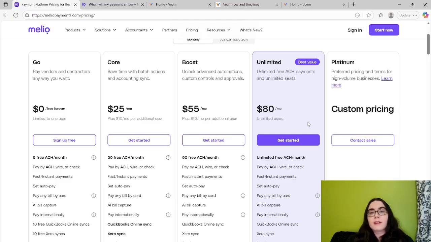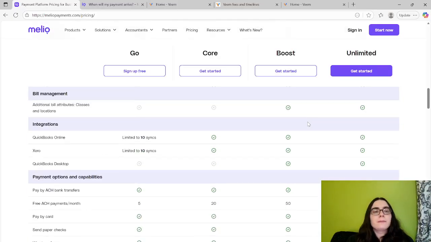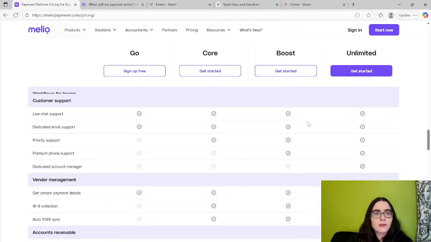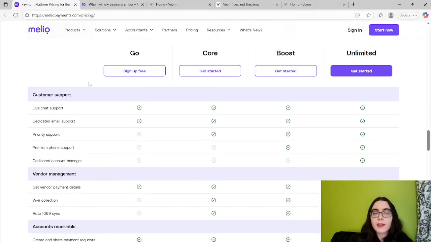The other thing to know is that with the different plans, your customer service options also vary. You can see that with the Go plan, you do get customer support, but it's limited to live chat support and also email support. But then if you have the unlimited plan, you also get priority support, phone support, and also an account manager. So it really differs depending on which plan you have.